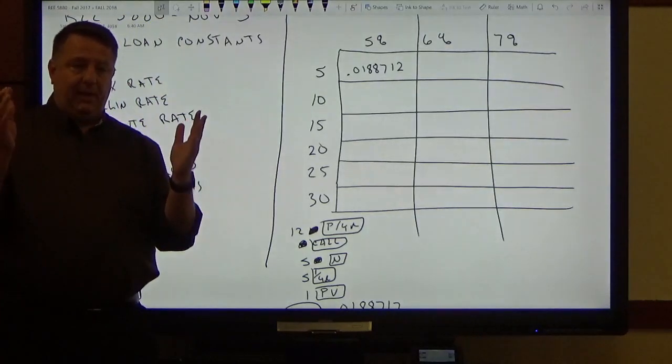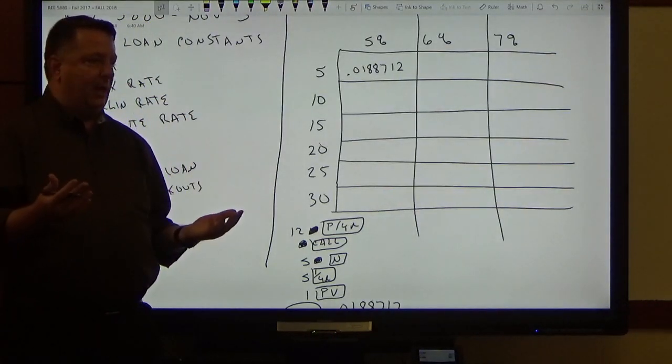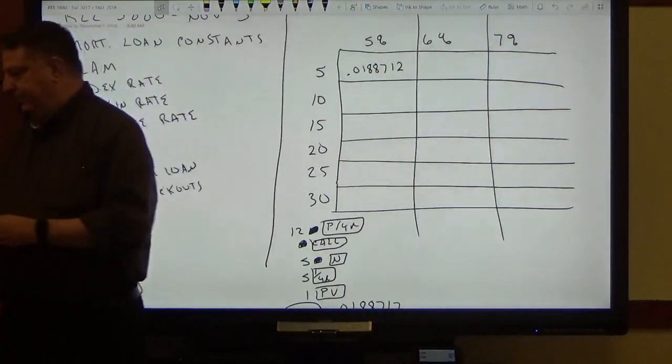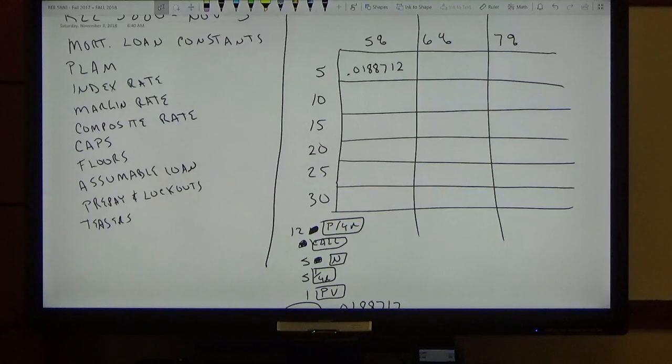So, real simple, if we had a $100,000 mortgage, you take that number there and multiply it by $100,000, so your monthly mortgage payment would be $1,887.12. Does that make sense? If you had a $50,000 mortgage, also multiply by that. Any dollar amount, could be $10 million, $100 million, you still multiply by that if it's 5% for 5 years. Does that make sense? Just conceptually.